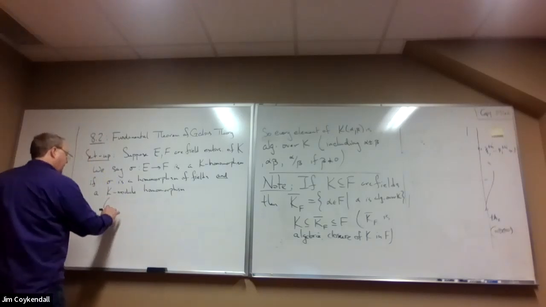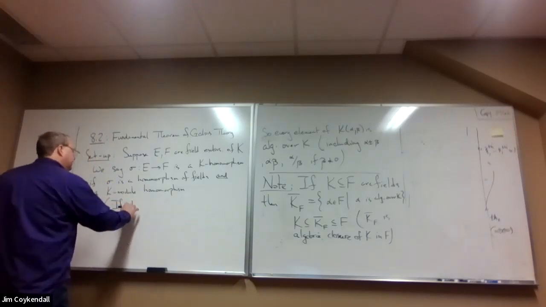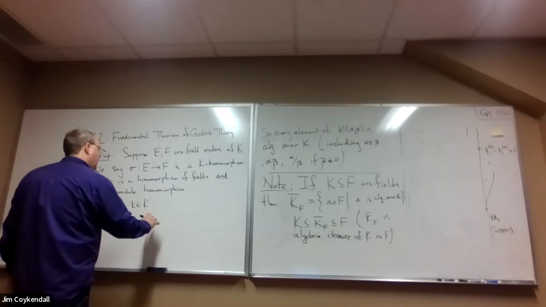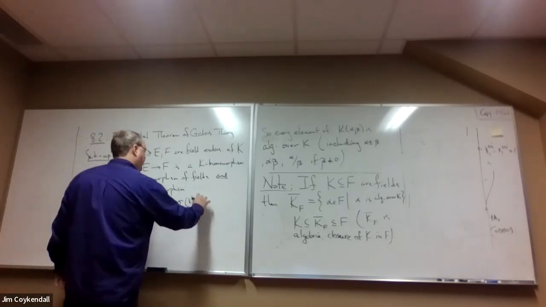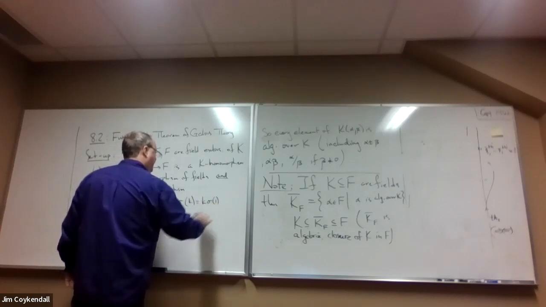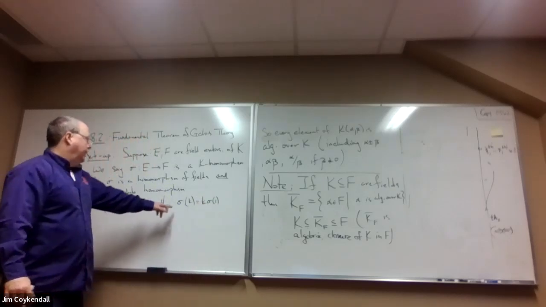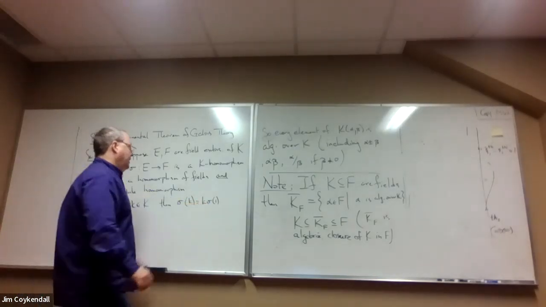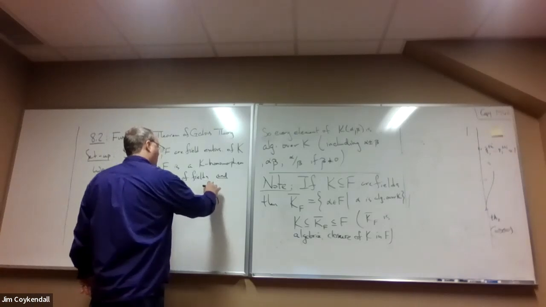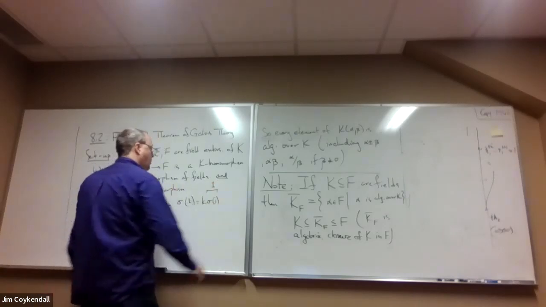Because notice that if k is in K, then, because it's a K module homomorphism, you should be able to factor the k out. And of course, sigma of 1 is 1 because it's a homomorphism.